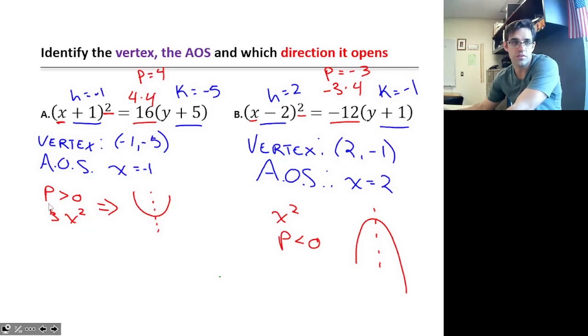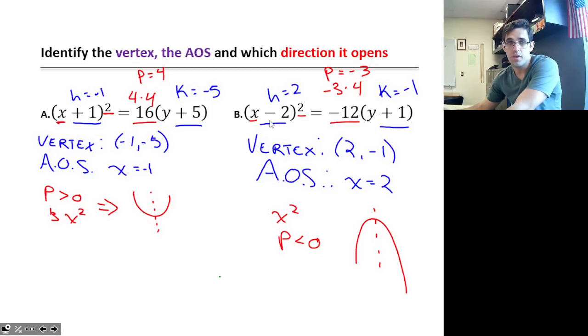So we have x squared, and the fact that there's a positive p-value tells us that we have a parabola that opens up. Instead of left, right, or down, it opens up. Which means we have a vertical axis of symmetry. So x equals the x value of the vertex, or x equals h, or in this case, x equals -1. It's our equation for our axis of symmetry.